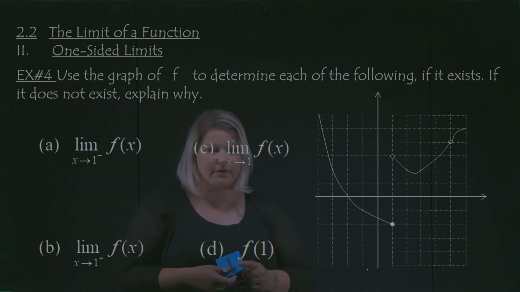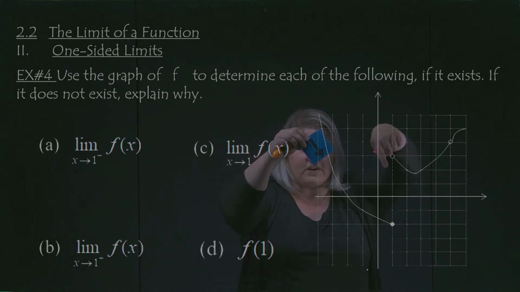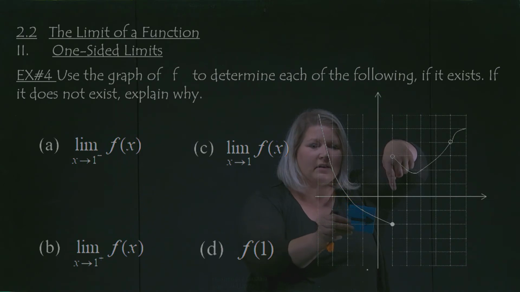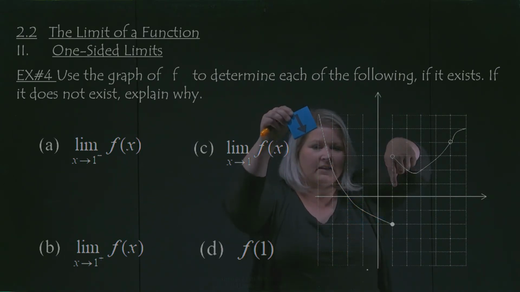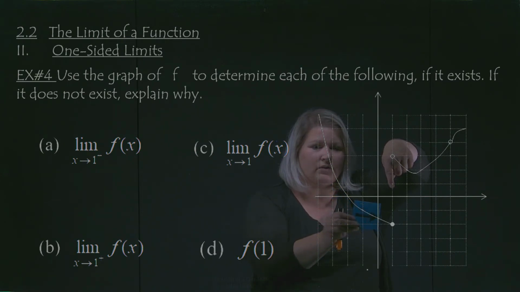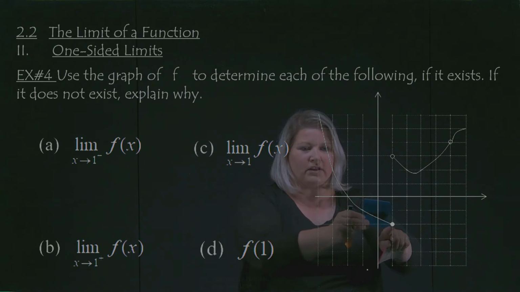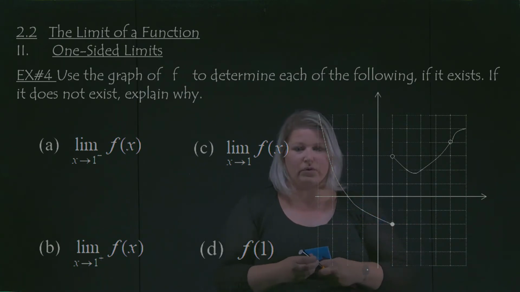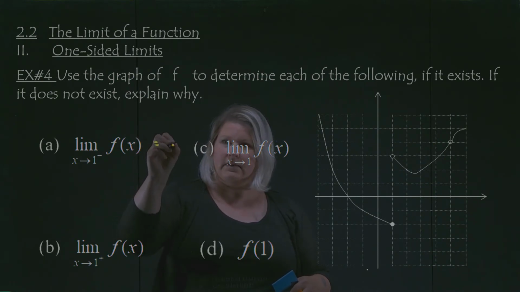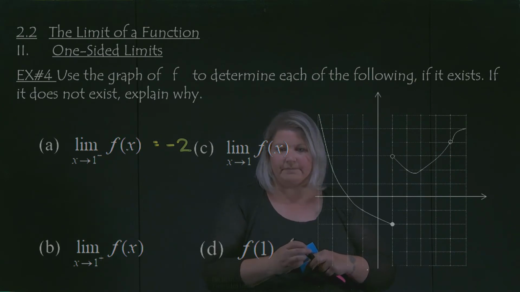So what I'm going to do is I'm going to take this function and I'm going to follow this function until it gets to x equals 1. Pow. Okay? Going over here to this. And I see that the output as I'm approaching 1 is equal to -2. So this one's going to give me -2. All right, let's take a look at the next one.